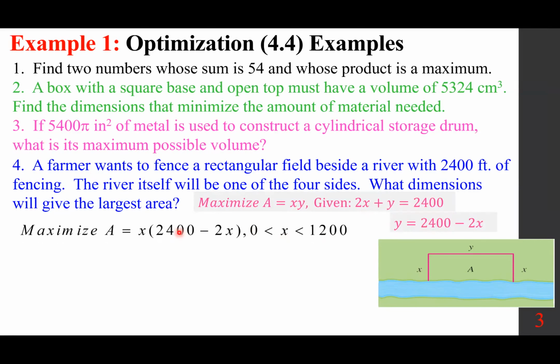On the other hand, if you look at this, 2,400 minus 2x equal to 0 gives x equal to 1,200, and if you choose x to be larger than 1,200, this parenthesis becomes negative, the area becomes negative, so we have the restriction. The open interval of 0 to 1,200.